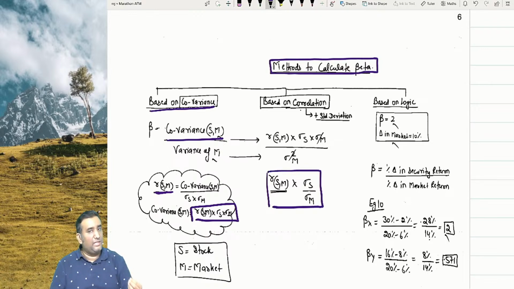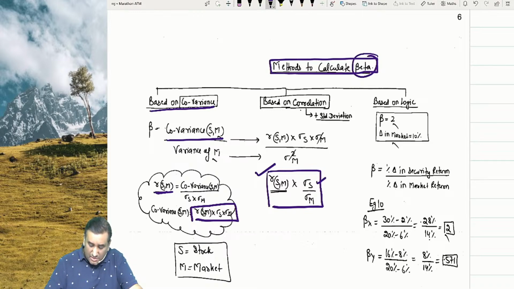Actually, higher the correlation between the market and the stock, the beta would be higher. Higher the relationship between them, beta would automatically be higher. So R captures the relationship, and this captures the risk in the form of a beta, this method.